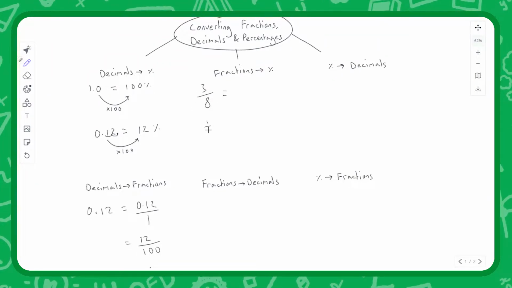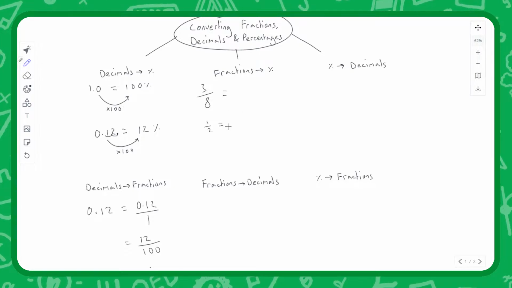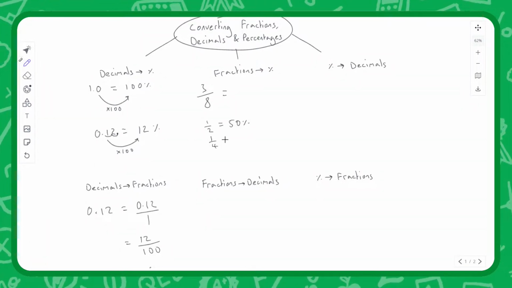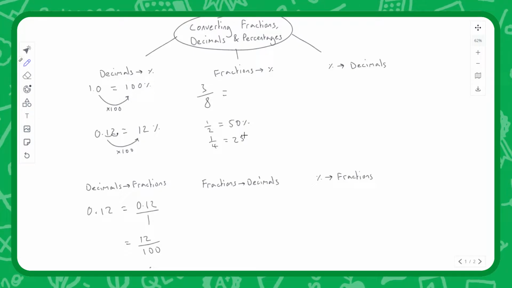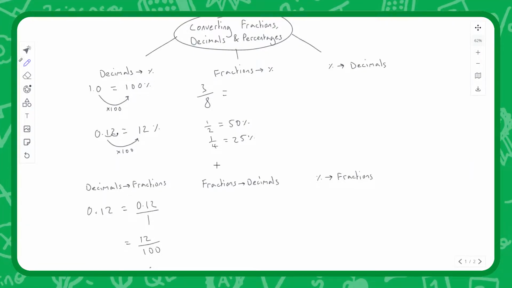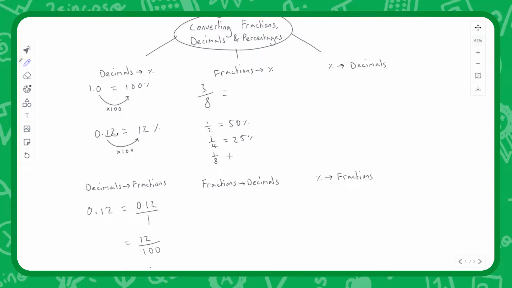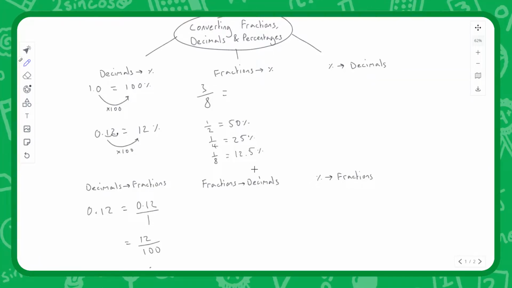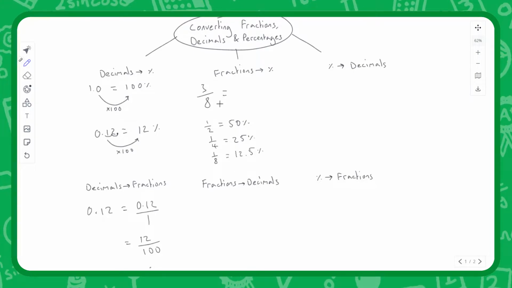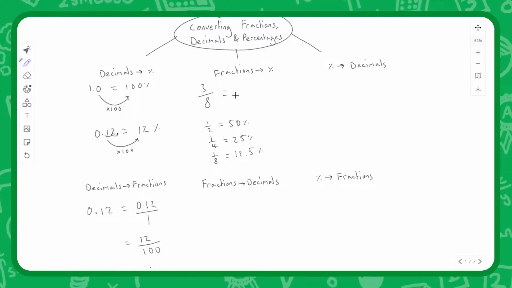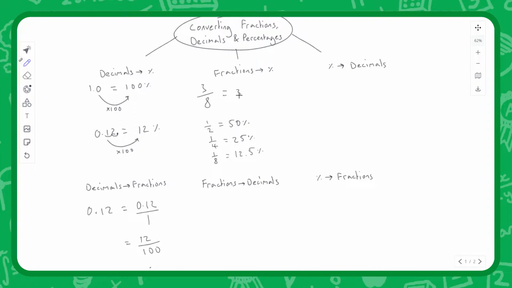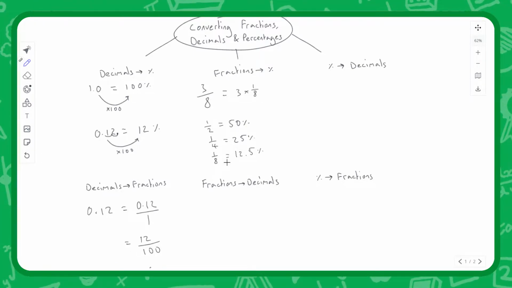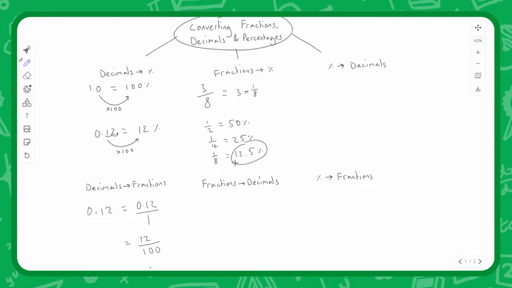We know what a half is. We know a half is the exact same as 50%. We know a quarter is the exact same as 25%. We're just halving both sides. I can halve both sides again, and I get an eighth. So I get 12.5%. And so I can think of 3/8 as just 3 lots of 1/8. I can think of this as 3 times an eighth. Well, I know 1/8 is 12.5%. I've just worked that out here.